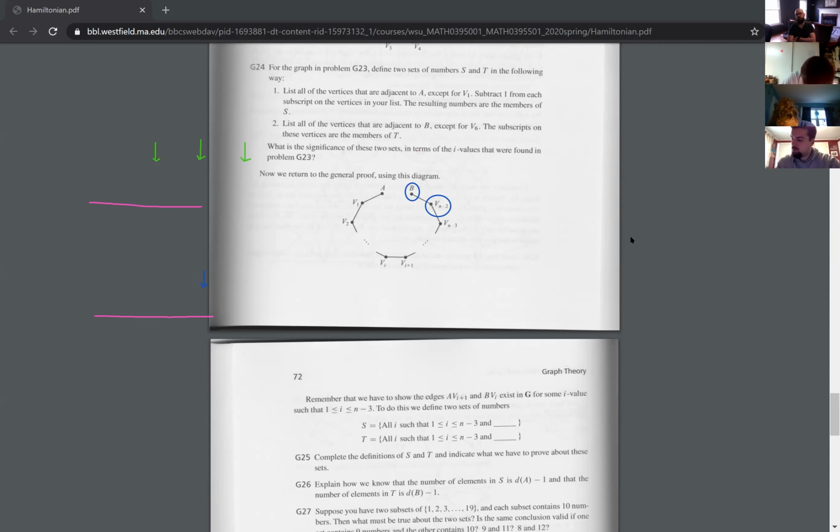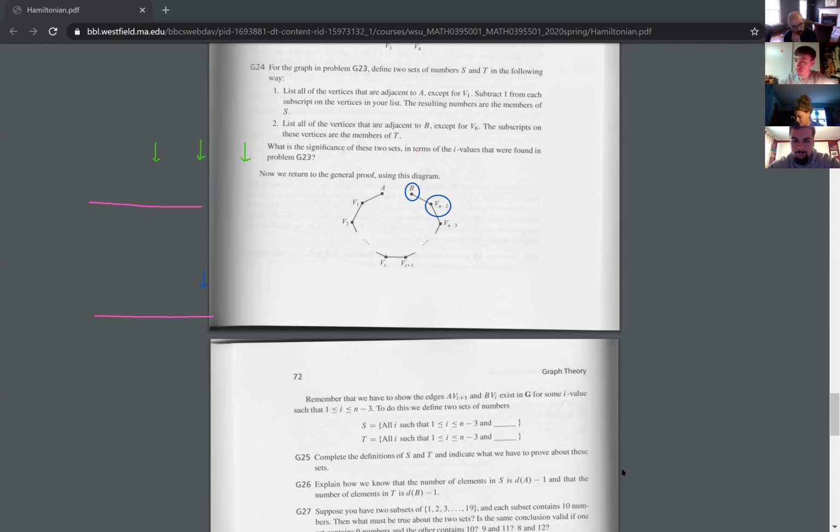So did you give any thought to why that might be? Well, I mean, I feel like, because S is the vertices that are adjacent to A but minus 1. So then you have the V sub I plus 1. I don't know why, but that makes sense that it would be plus 1 because you're subtracting 1 in the set. But I don't really know why.